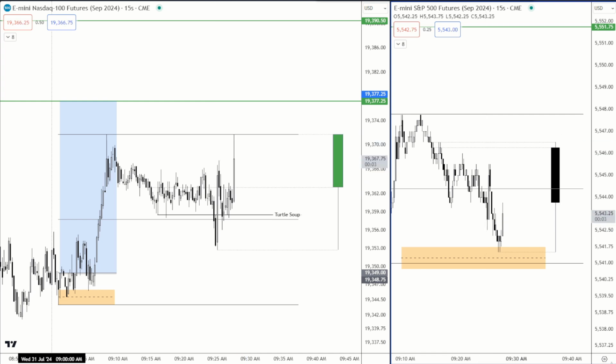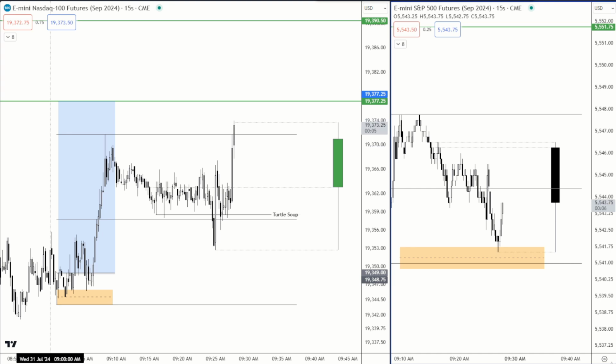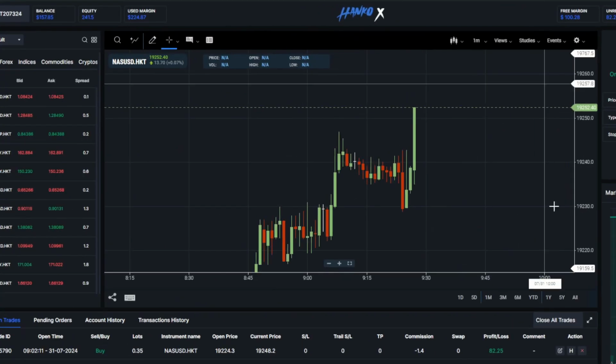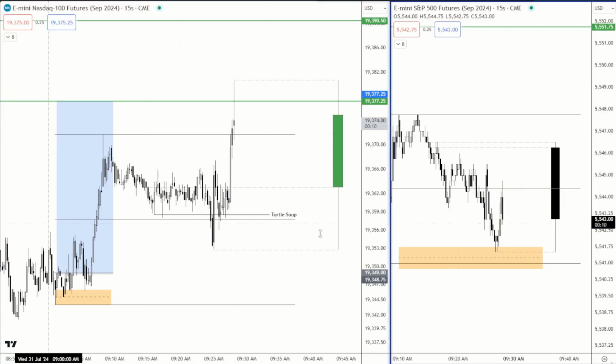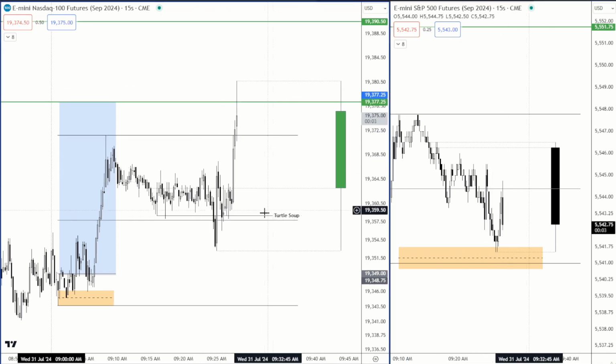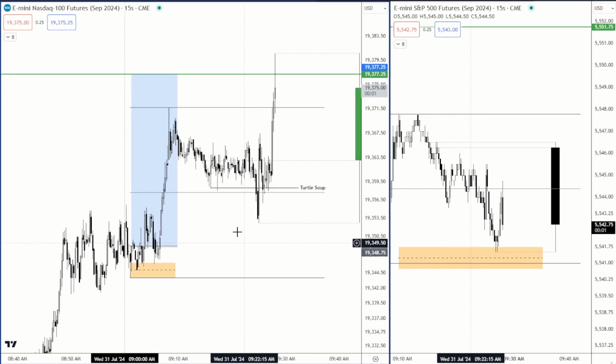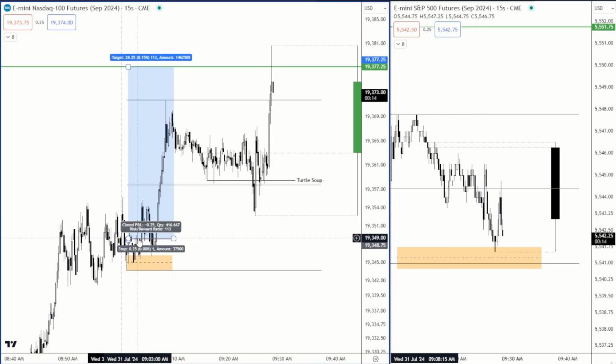Yep, there's the expansion. Nice. So we're gonna take profit there. Very, very nice trade, right? I took profit here because I don't want to hold through the potentially to this high through 9:30, right? But that was a very, very nice entry, very tight stop, right?